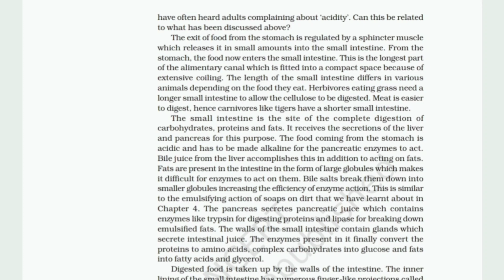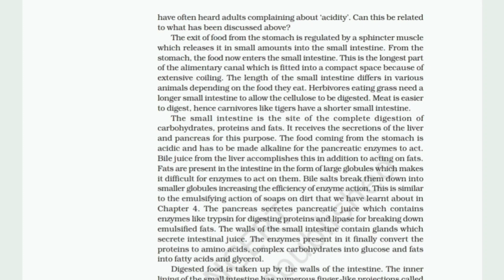The small intestine is the site of the complete digestion of carbohydrates, proteins, and fats. It receives the secretions of the liver and pancreas for this purpose. The food coming from the stomach is acidic and has to be made alkaline for the pancreatic enzymes to act. Bile juice from the liver accomplishes this in addition to acting on fats. Fats are present in the intestine in the form of large globules, which makes it difficult for enzymes to act on them. Bile salts break them down into smaller globules, increasing the efficiency of enzyme action.